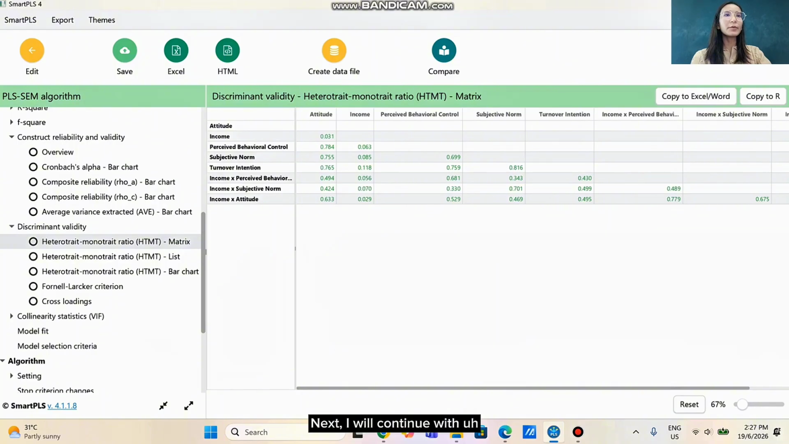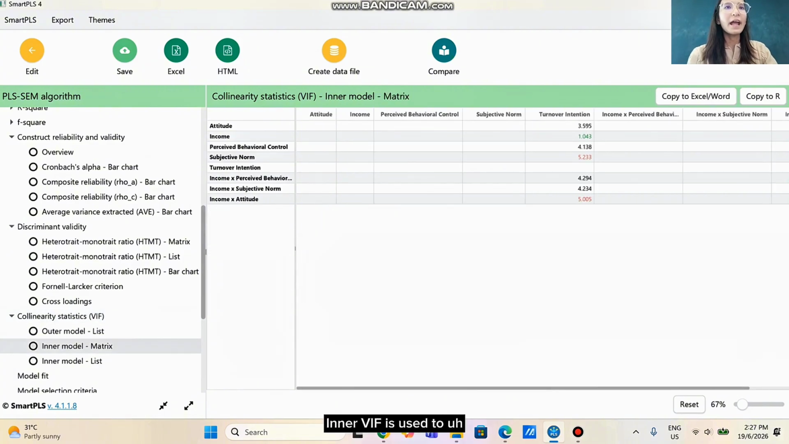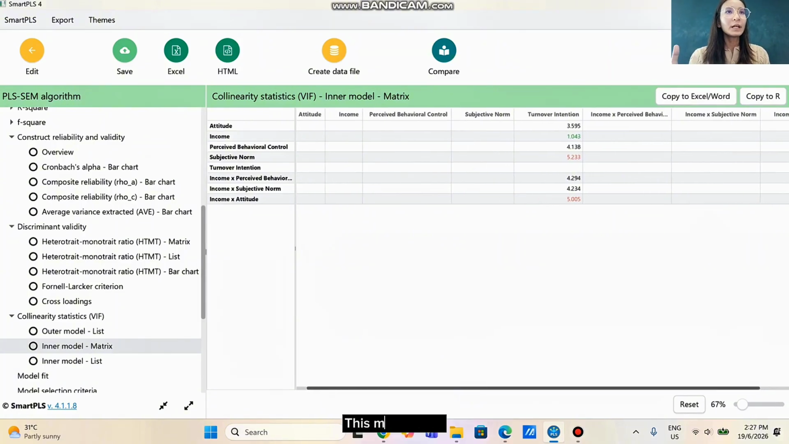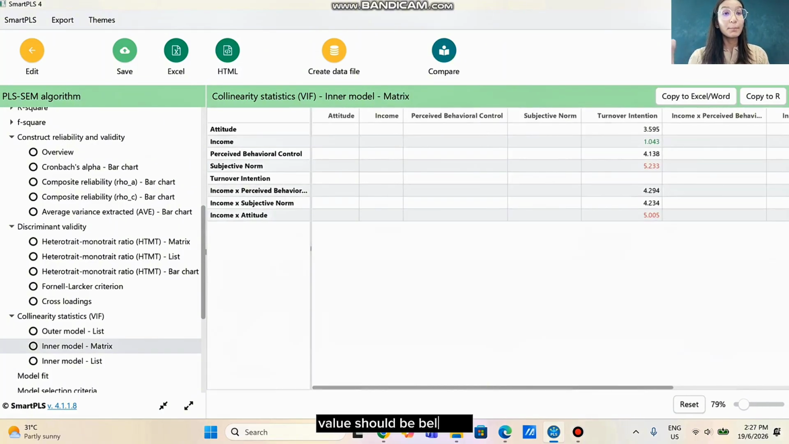Next, I will continue with the structural model assessment by checking the inner VIF values. I go to the collinearity statistic. Then I select inner models metric. Inner VIF is used to check whether there is a collinearity problem among the predictor variables. This means it checks whether the independent variables are too highly related to each other. The common rule is that the VIF value should be below 5.